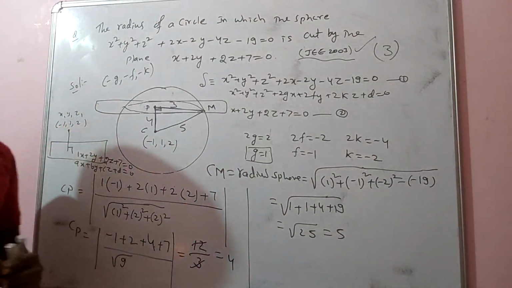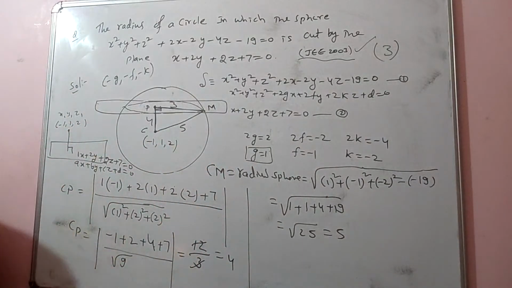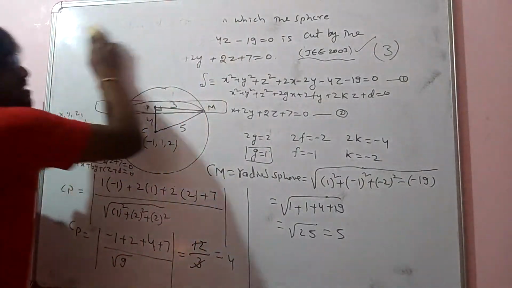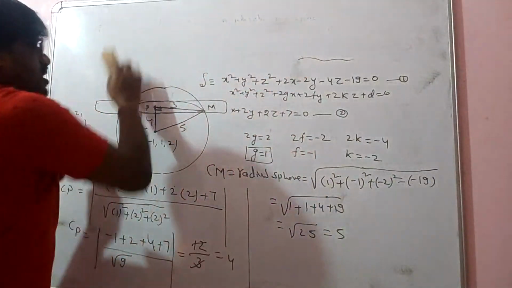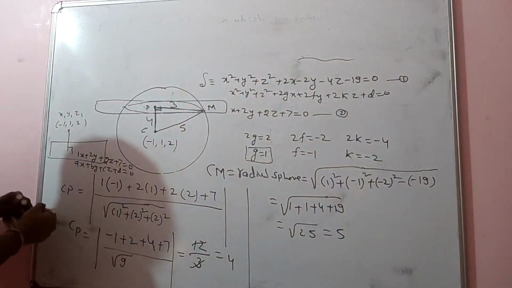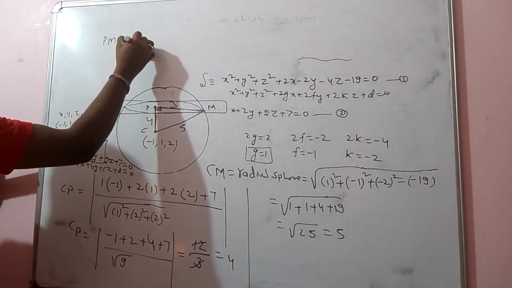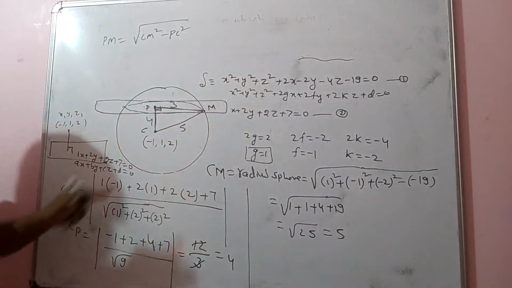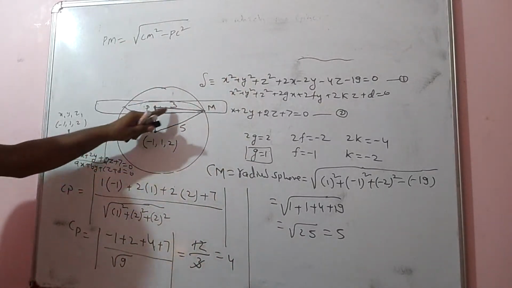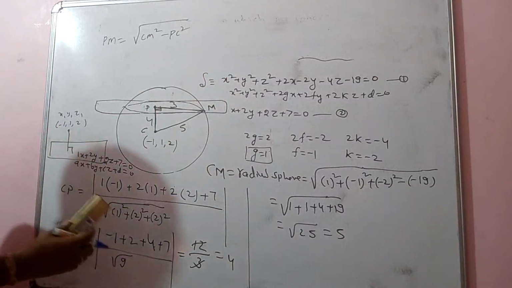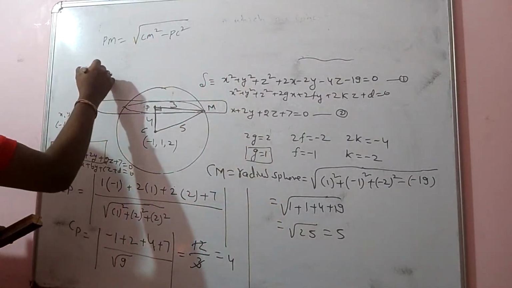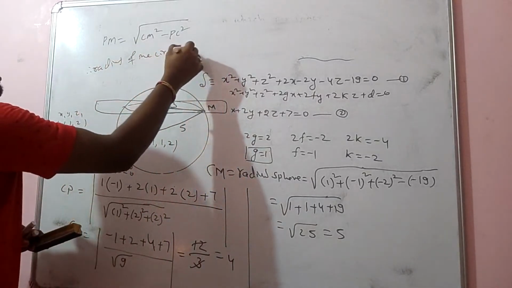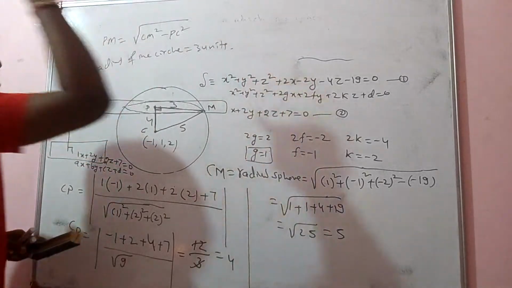Or you can use the formula directly. If you are not able to get the triplet, you are in 12th class, you know the triplets, so you can use that. Otherwise, you can use the formula I gave, that is PM is equal to square root of CM square minus PC square. So you can use this distance formula, and I am going to get the radius of the circle as 3 units. That's what we got.